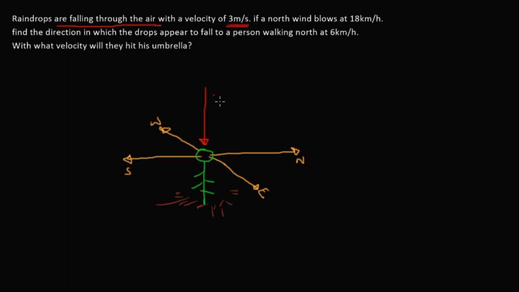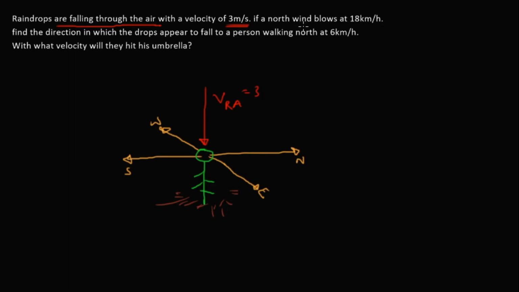That means that velocity is not just the velocity of the rain, it's the velocity of the rain that is being affected by the air. So that is the velocity of the rain relative to the air, or relative to the wind, as the case may be. So we can say this is the velocity of the rain relative to the air, and that's equal to 3 meters per second.